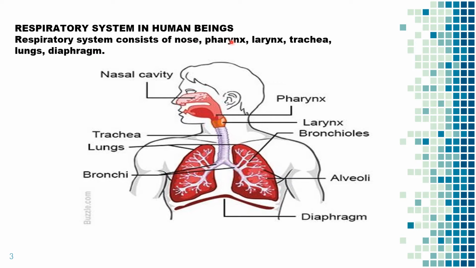The nose, pharynx, larynx and trachea work like a system of pipes through which air is carried to our lungs. The main purpose of the respiratory system is to supply oxygen to all the body cells and to remove carbon dioxide from the body.